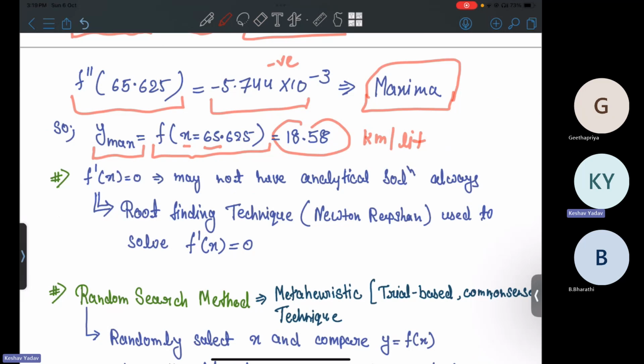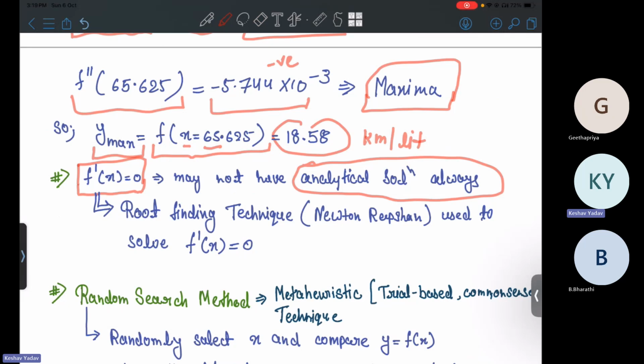But the main issue here is many a times the analytical solution of f prime x equal to 0 is not available. If this is not available, what we can do is use the root finding techniques that we have studied in week 1 to find out the root of f prime x numerically.